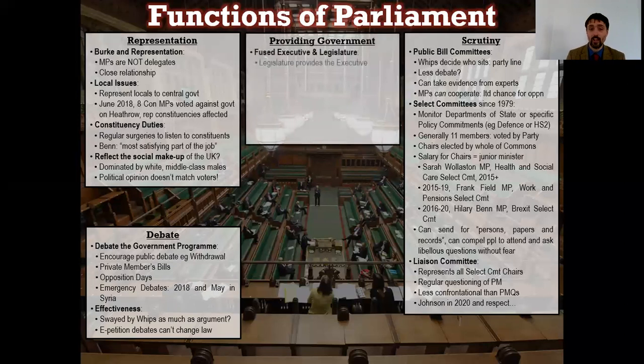Providing government is the next area. Parliament, and the House of Commons in particular, has a fused executive and legislature. That is, it has two things in the same box, as it were. The legislature provides the executive. The cabinet ministers are appointed from MPs. And this can be a good thing. The convention is that the cabinet is taken directly from MPs.